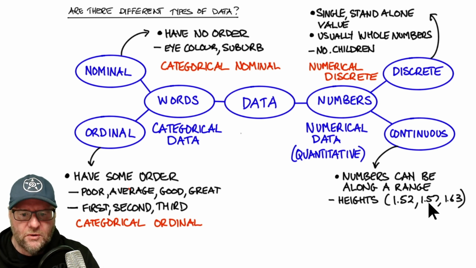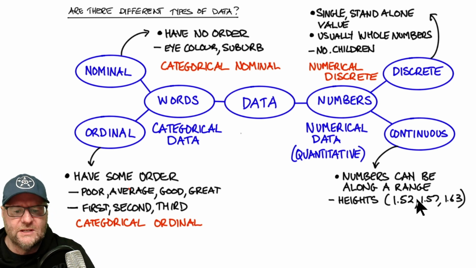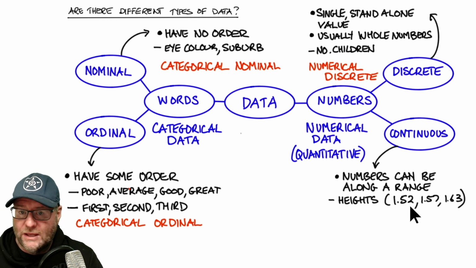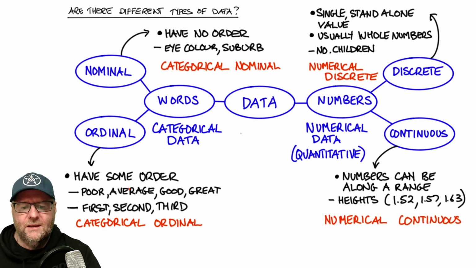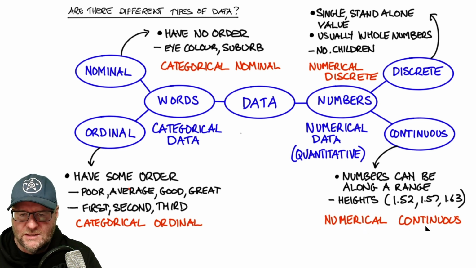1.52 is shorter than 1.57, which is shorter than 1.63. You can see that first of all, they're not whole numbers, they're decimals, and they go along a scale. I could put a score anywhere in between there, and it would make sense to me because I would know it sits between those, unlike something like this here. We call them numerical continuous data.